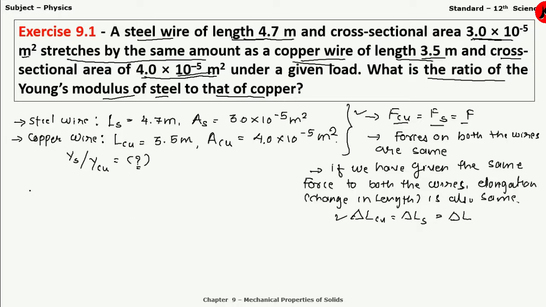Now we know Young modulus Y, which is given by ratio of stress to strain, right? Ratio of stress to strain is known as Young's modulus. Stress is also defined as force per unit area, and strain is change in length to original length, right? Strain is given as delta L by L. So here we have this equation for Young's modulus, right? Now let's simplify this equation: F by A into L by delta L. So this is the general equation for Young's modulus. Now let's write this equation for copper wire as well as steel wire.